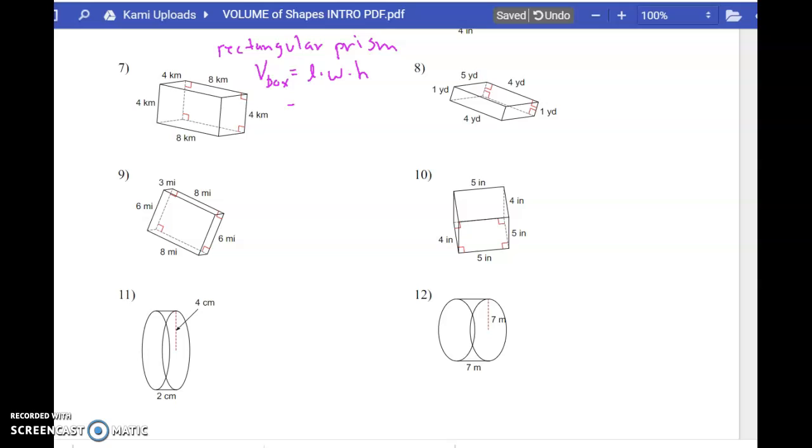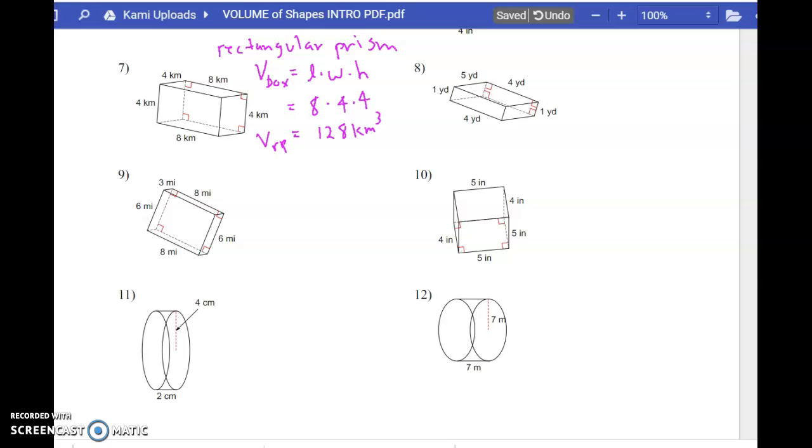So this is the easy one. I'm just going to say the length is 8. I'm going to call the width 4 and the height also 4. We will multiply all those together. We get 128, and the units are kilometers cubed. Use RP for rectangular prism.